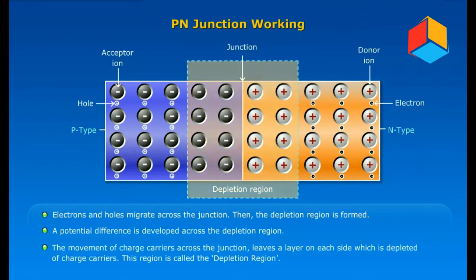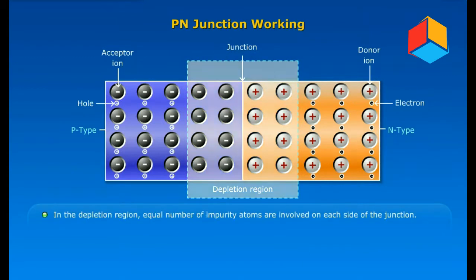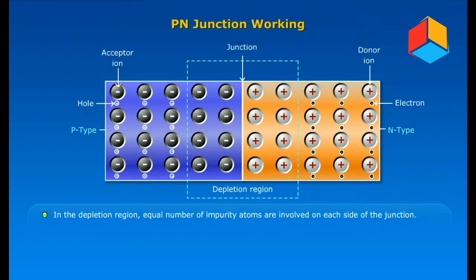The movement of charge carriers across the junction leaves a layer on each side which is depleted of charge carriers. This region is called the depletion region. In the depletion region, an equal number of impurity atoms is involved on each side of the junction.